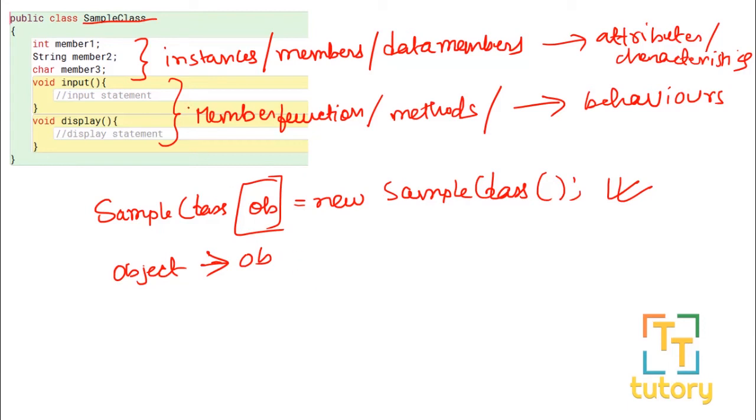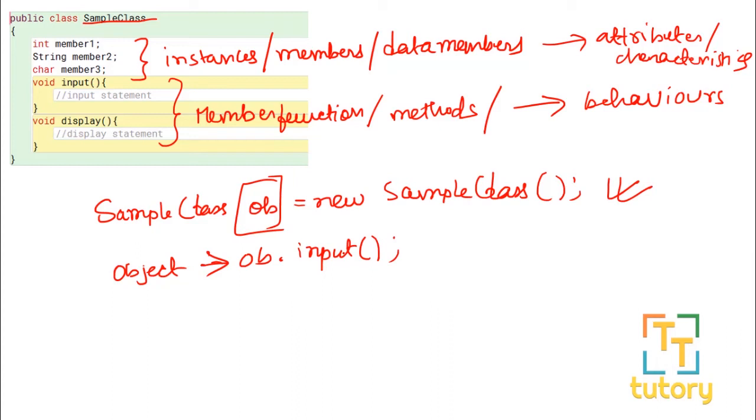So for the member methods, we define that the void input method is used to put some values in these instances, and void display is used to display those instances. So ob.input, suppose we are calling the function input, so through ob.input we can manipulate the data of the class. Okay, so we can manipulate the instances of the members of the class. So this is how classes and objects operate in Java. So I hope you have understood how classes and objects are represented from the real world in Java programs.